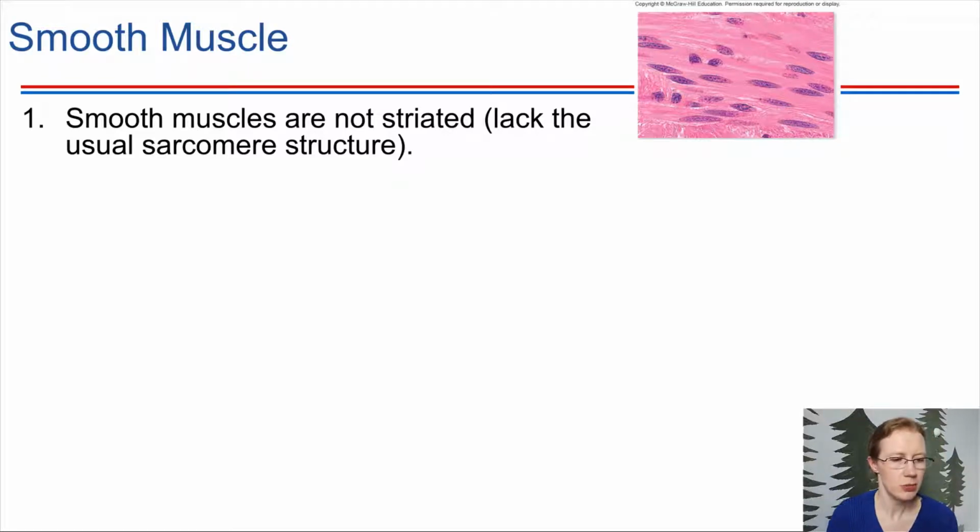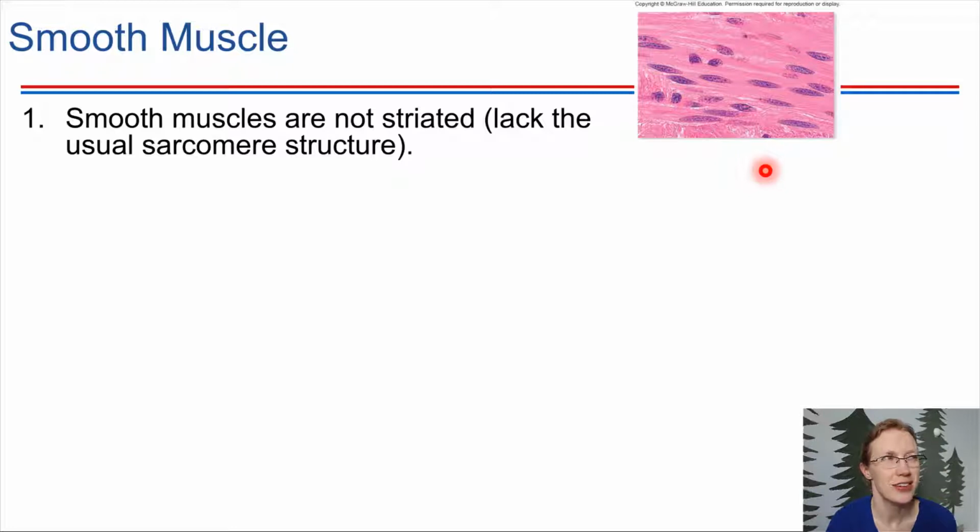So let's talk about smooth muscle. Smooth muscle is called smooth because when we look at it in a microscope, we do not see striations. So this sets smooth muscle apart from the other types of muscles that we've talked about. Smooth muscle looks smooth when you look at it in a microscope. So this means if there are no striations, there are no sarcomeres present.